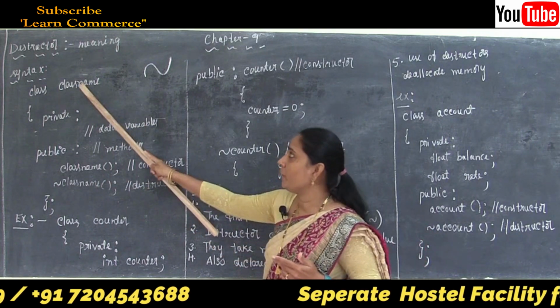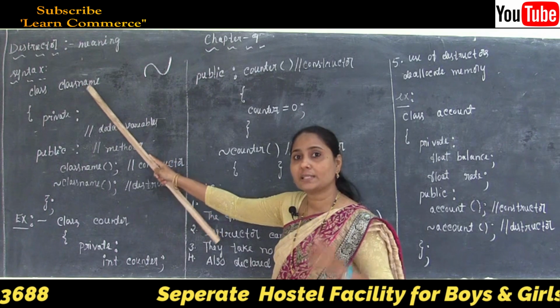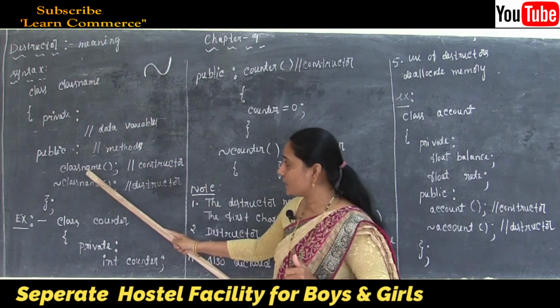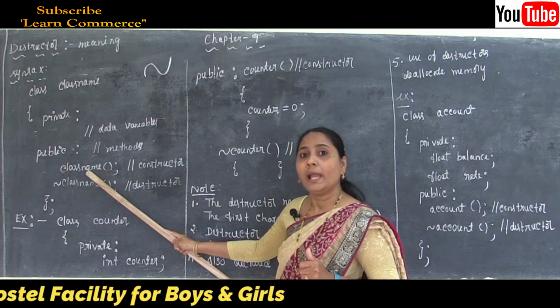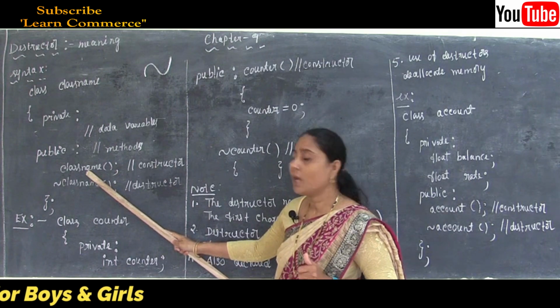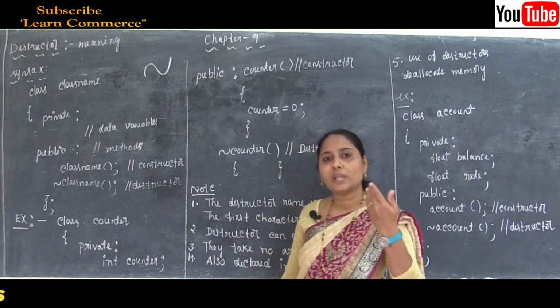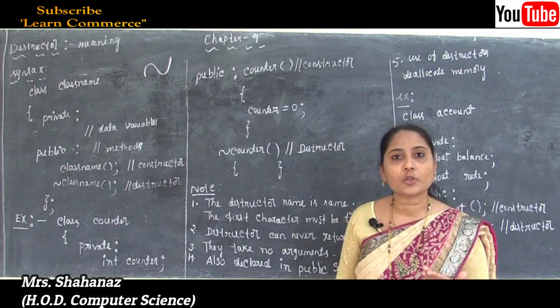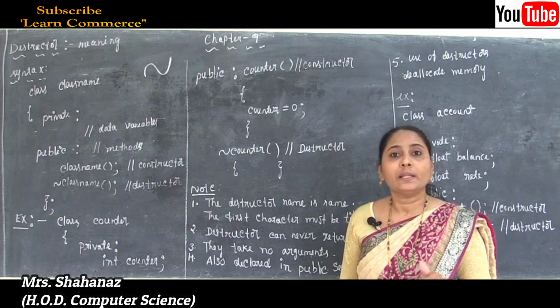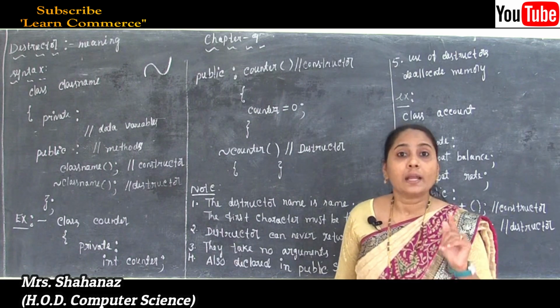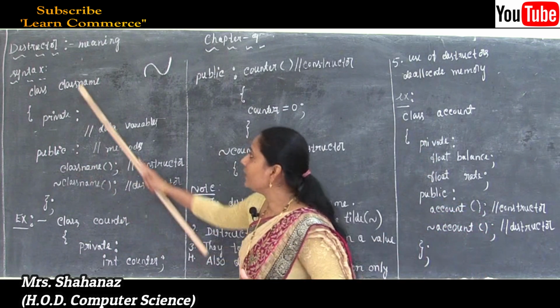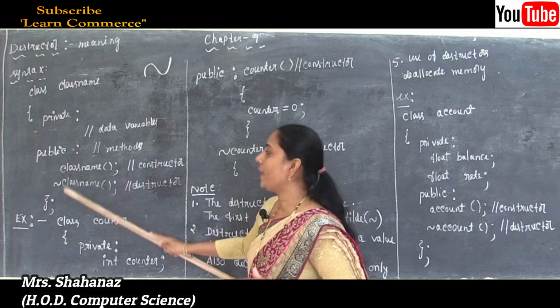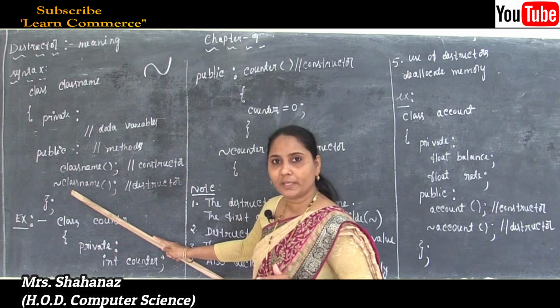What's the name? If you use the class name ABC, then the constructor name is also ABC. Clear this point? And we know why: because I already said the constructor also has the same name as the class name. So the class name, constructor name and destructor name should be the same.